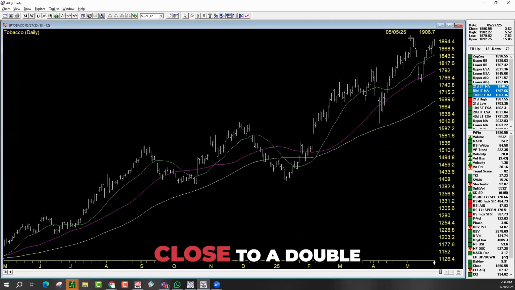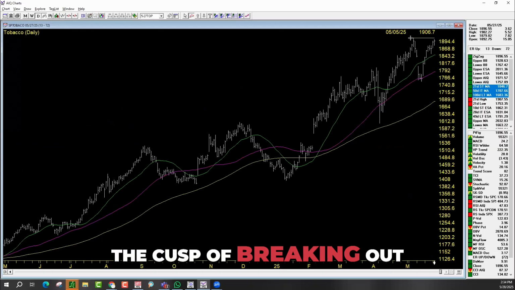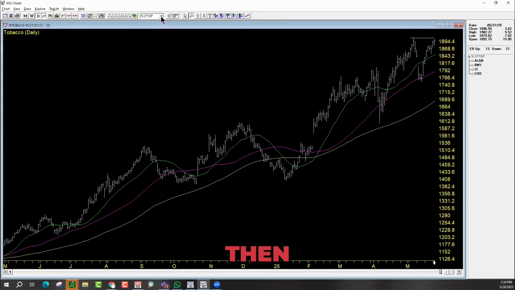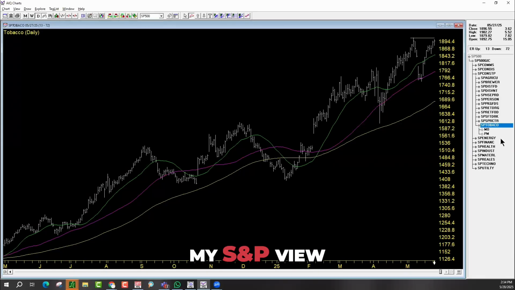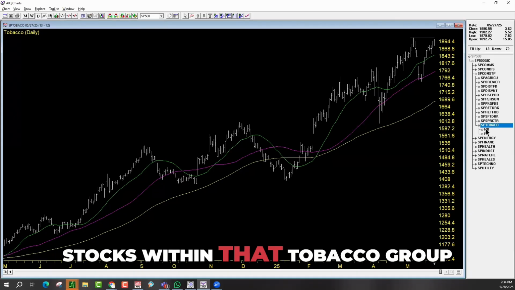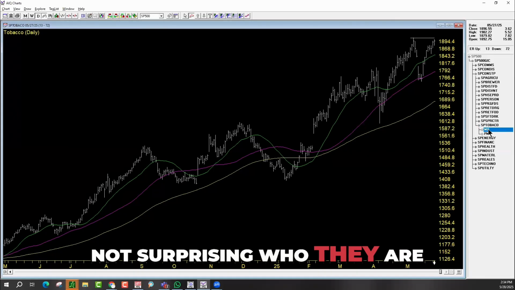This looks to be close to a double top area, but it's possible one of the two stocks in here might have broken out or might be on the cusp of breaking out. If they're not, then we'll maybe move and look at another group. So I switched to my S&P view. Remember, I said two stocks within that tobacco group. Not surprising who they are.